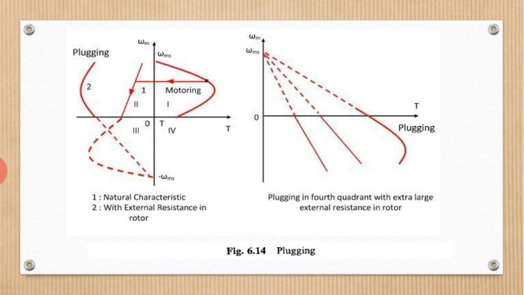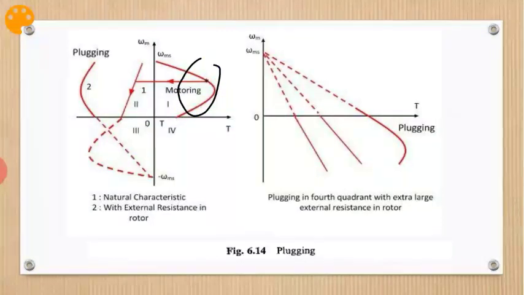So these are the natural characteristics, without external resistance. I will explain here. This is the motoring operation. Motoring operation will be shifted to plugging. If we add resistance in the rotor, we get this curve.